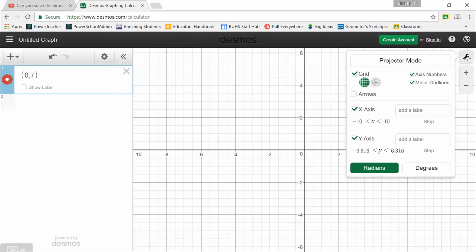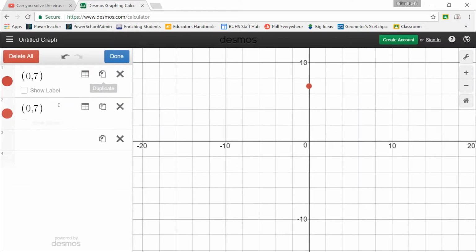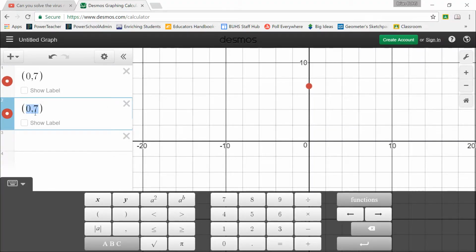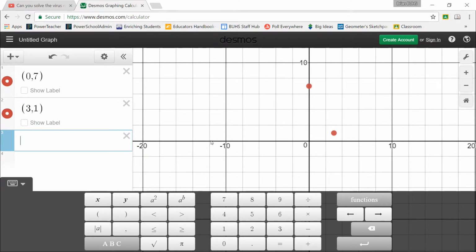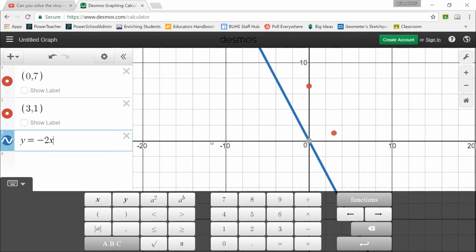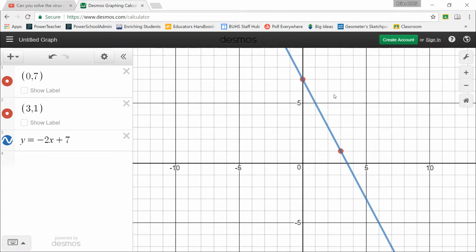0, 7 was one of the points. Let's put this in projector mode. All right, so there was one of our points. Our other point, I'm going to duplicate so it's the same color, was (3, 1). And let's just graphically see what we had going on here. What they were asking for was, what is the equation of the line that passes through these 2 points? And we said that our equation was y equals -2x, plus 7, and bam, look at that. Direct hit on both of those points. Well done, friends.